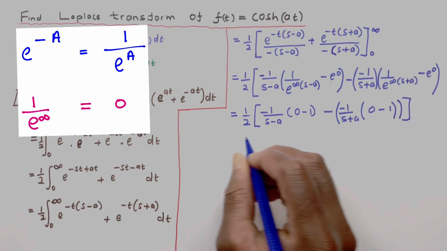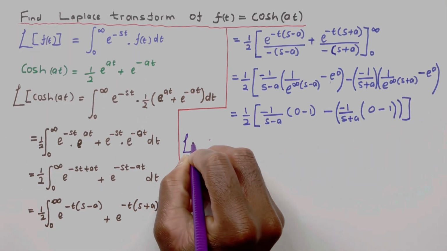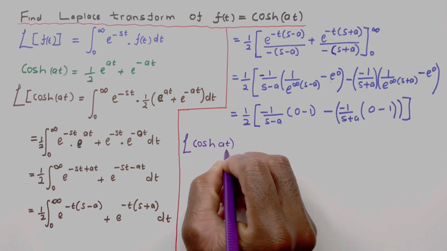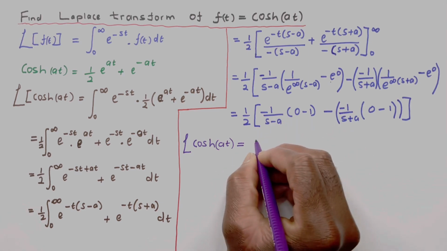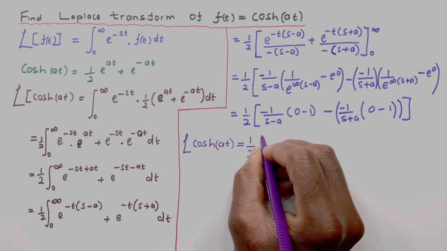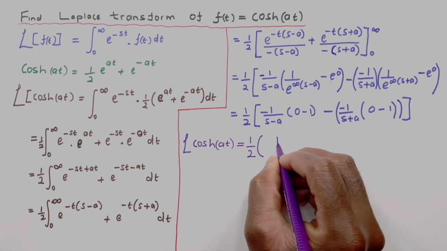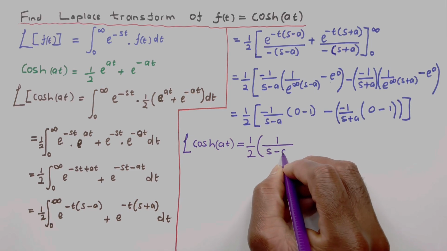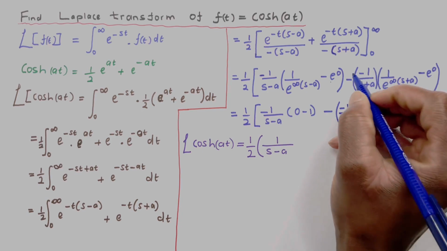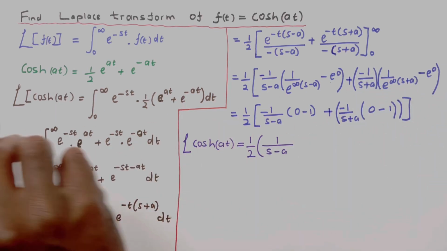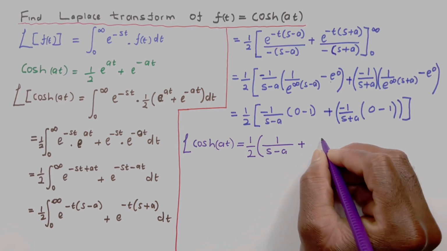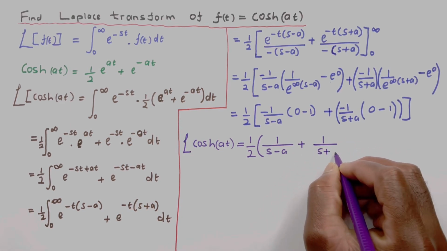A square bracket. And that Laplace of cosh at is equal to a half, open bracket, minus 1 times minus 1 over s minus a is 1 over s minus a. That should be plus. I better change that. That's plus, plus, and plus 1 over s plus a.